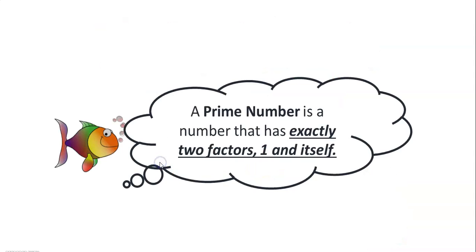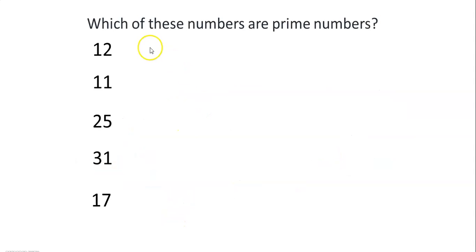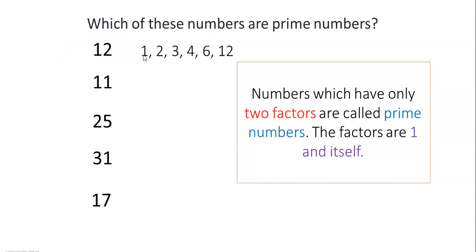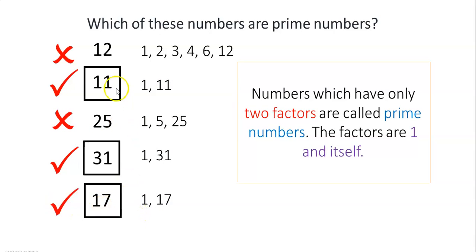Alright, let's look at prime numbers. A prime number is a number that has exactly two factors, 1 and itself. Here are some examples. Which of these numbers are prime numbers? We can list the factors of 12: 1, 2, 3, 4, 6 and 12. So it is not a prime number. What about 11? 11 has only two factors, 1 and itself. So it is a prime number. So these numbers 11, 31 and 17 are prime numbers.